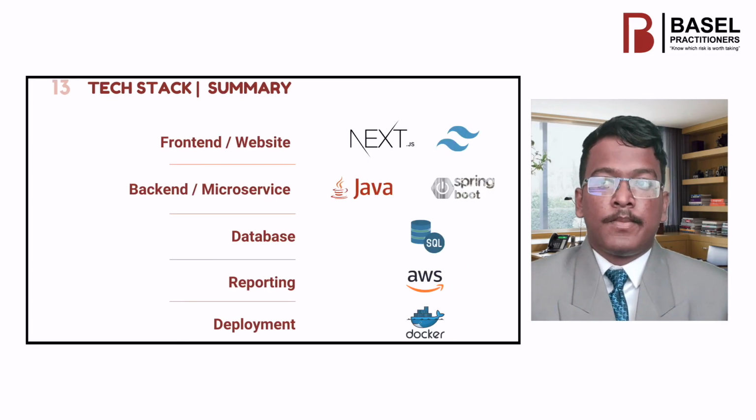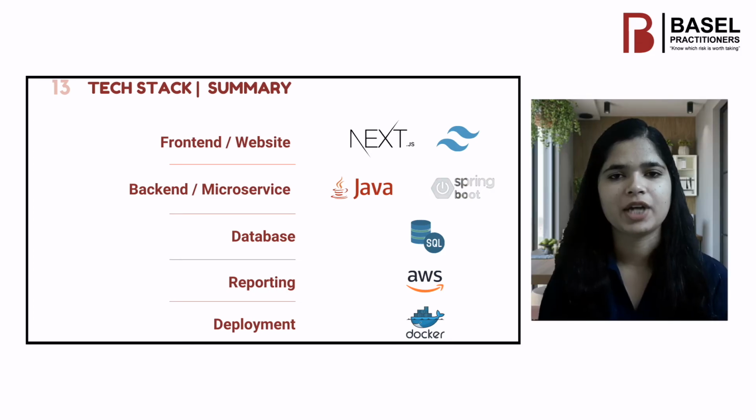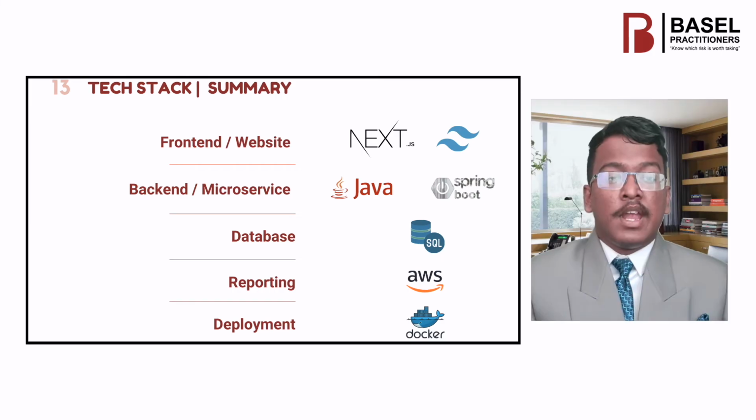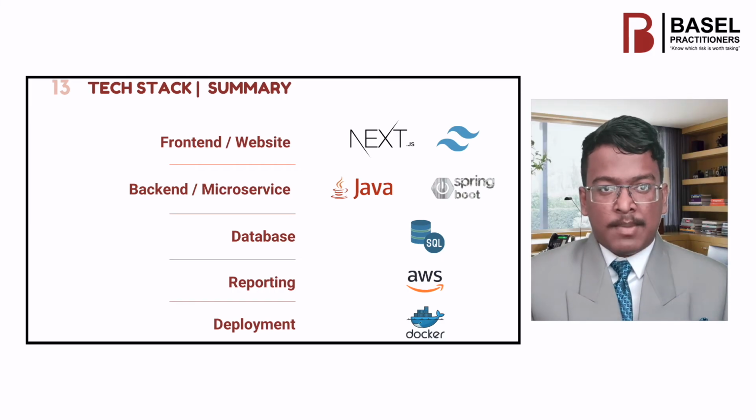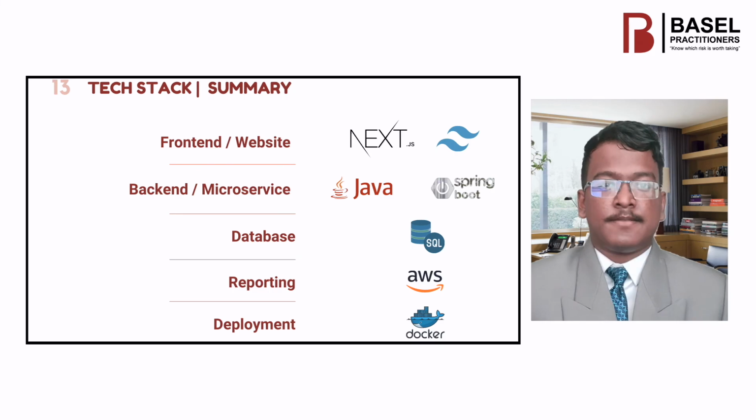So in summary, our tech stack for BPPL RAMS consists of Next.js and Tailwind for the front end and website. We use Java and Spring Boot for backend. Any SQL database as the database layer. We use AWS QuickSight for reporting. And finally, Docker for deployment.